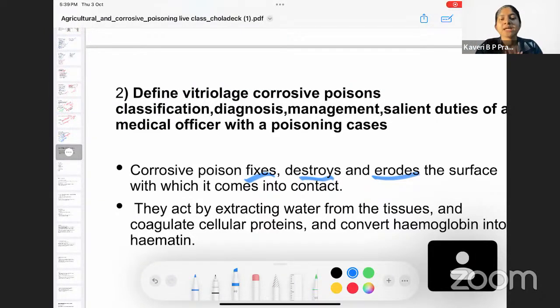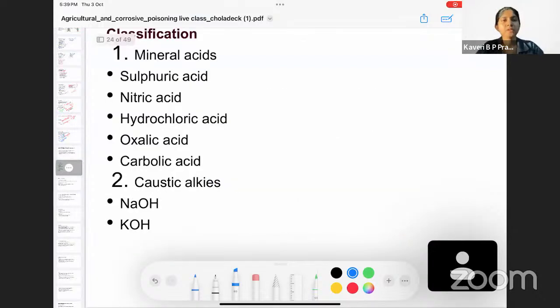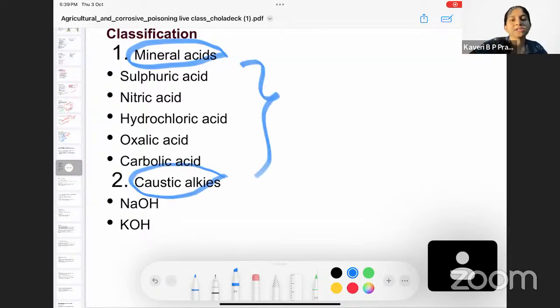Remember this much, okay? They act by extracting water from the tissue, coagulate the cellular proteins, and convert hemoglobin into hematin. So this hematin gives that reddish black color to the surface with which it comes into contact. Now coming to classification, this is an easy classification you can remember. Two things: there's mineral acid and there is caustic alkali. Under acid, there are so many, but the important ones are sulfuric acid, nitric acid, hydrochloric acid, oxalic acid, and carbolic acid. All the 5 markers and 3 markers are also with regard to only these 5 acids. Coming to caustic alkali, you have NaOH, sodium hydroxide, and KOH, potassium hydroxide.